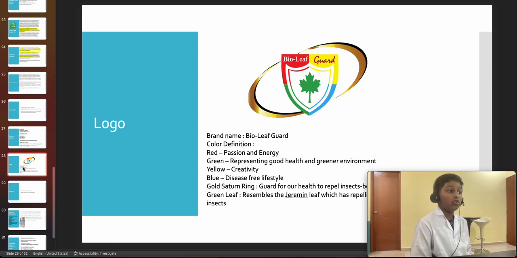This is my logo. The brand name is BioLeaf Gut. The red stands for passion and energy. The green represents good health and a greener environment. Yellow stands for creativity. Blue stands for disease-free lifestyle. Gold Saturn ring, Gut for our health to repel insect-borne diseases. The green leaf resembles the Jeremin leaf which has repelling effects on insects.